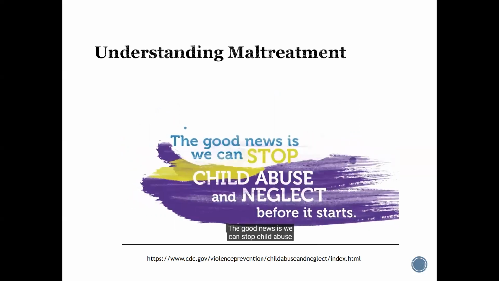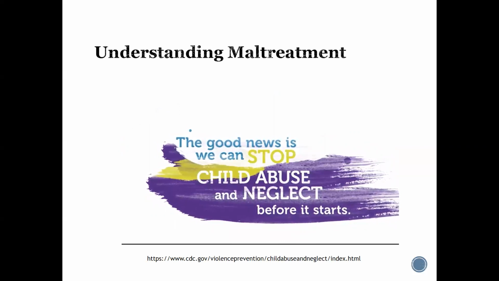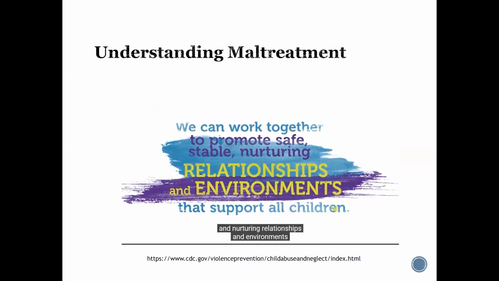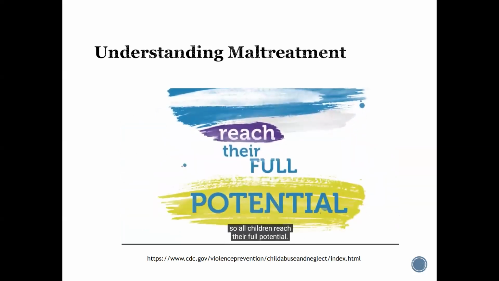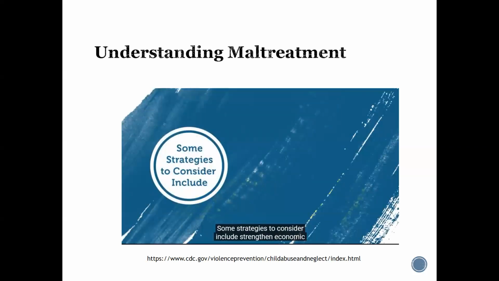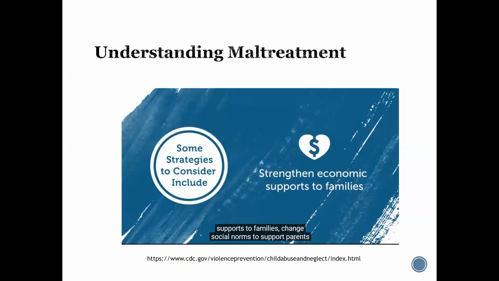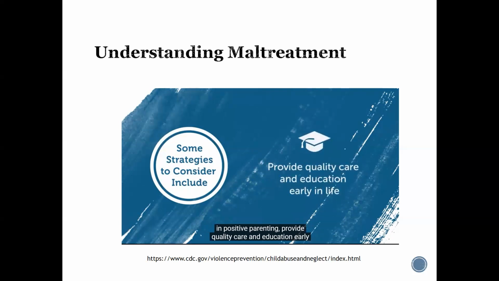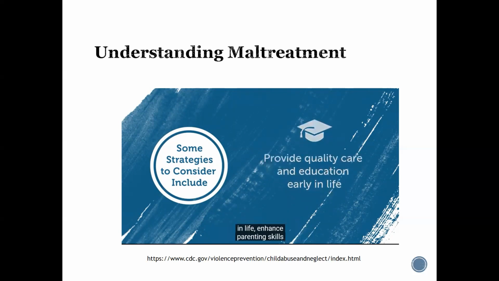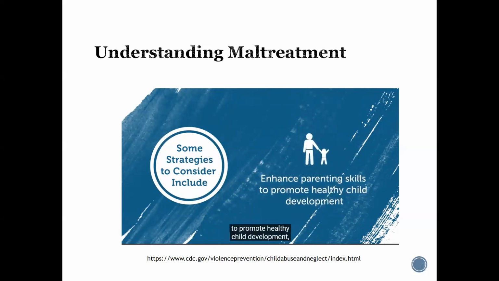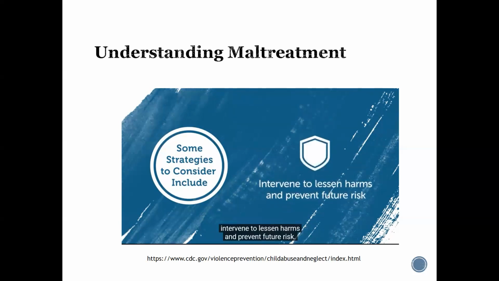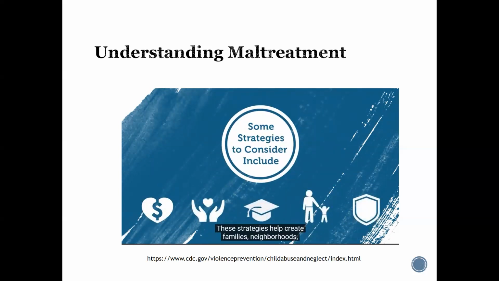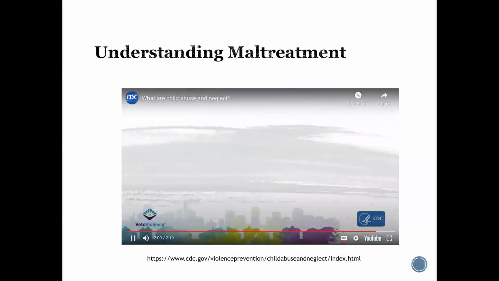The good news is, we can stop child abuse and neglect before it starts. What can we do? We can work together to promote safe, stable, and nurturing relationships and environments so all children reach their full potential. Some strategies to consider include strengthen economic supports to families, change social norms to support parents and positive parenting, provide quality care and education early in life, enhance parenting skills to promote healthy child development, intervene to lessen harms and prevent future risk. These strategies help create families, neighborhoods, and communities where every child thrives.